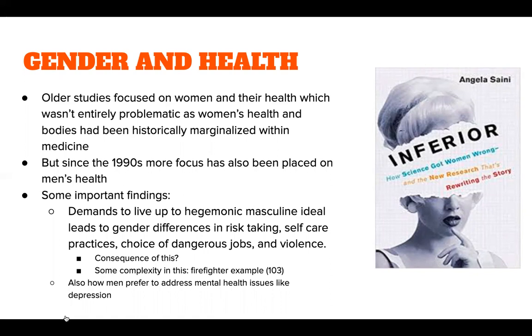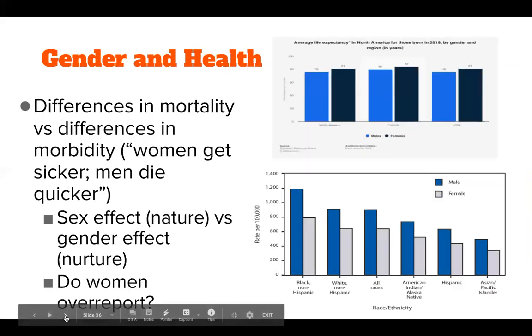Self-care practices, men are less likely to follow healthy diets. They're more likely to smoke. They're more likely to engage in binge drinking. They're less likely to go to the doctor for regular doctor's visits. Choice of dangerous jobs. Men are much more likely to choose jobs that have higher fatality rates than women. And then we've already talked about the violence. And so the consequences of this is that men have a higher mortality rate and they have a lower life expectancy.